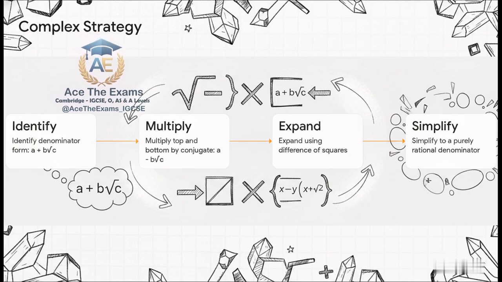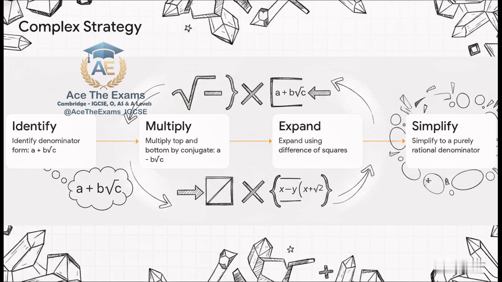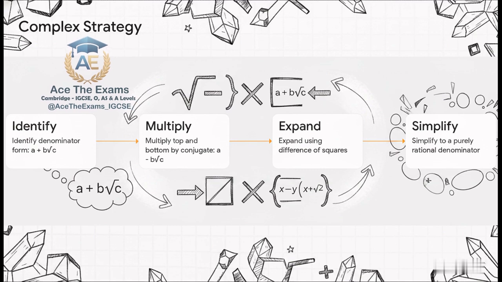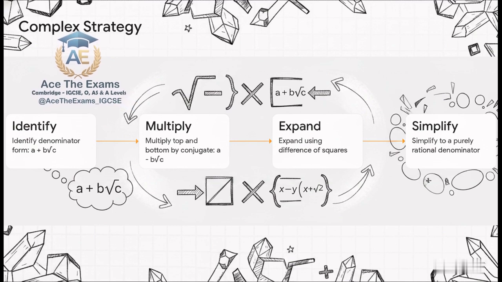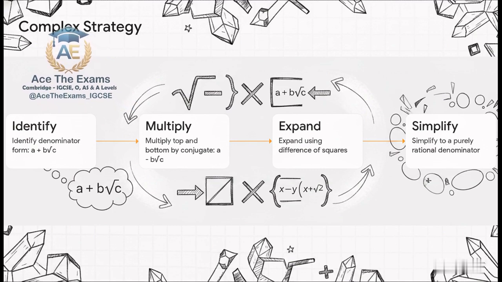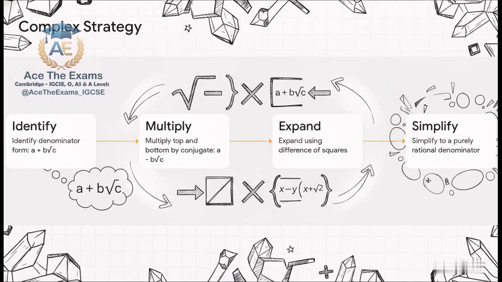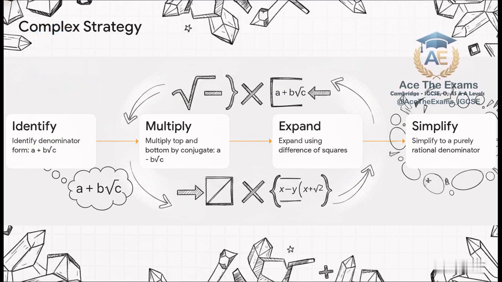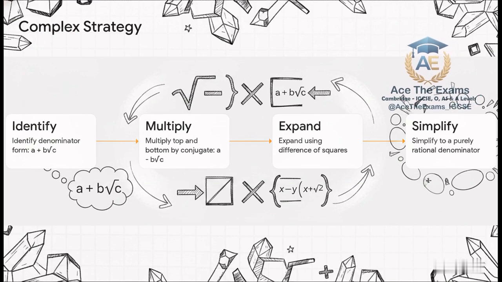So here is your 4-step complex rationalization strategy. Think of me as your coach here. Step 1, identify the denominator form. Is it a plus b root c? Step 2, multiply the numerator and the denominator by its exact opposite sign, a minus b root c. Step 3, expand the bottom using that difference of squares rule. And finally, step 4, simplify your arithmetic to reveal your beautiful, purely rational denominator. Memorize this sequence and I promise you will never stumble on these questions again.